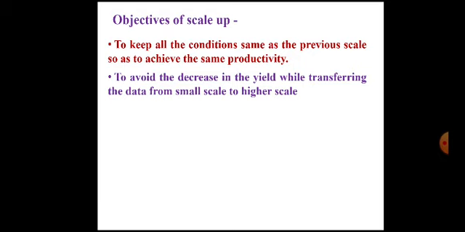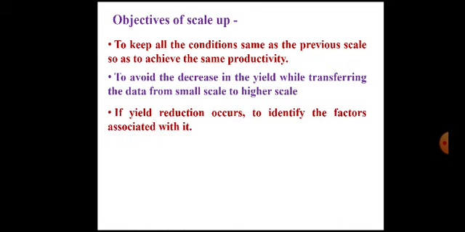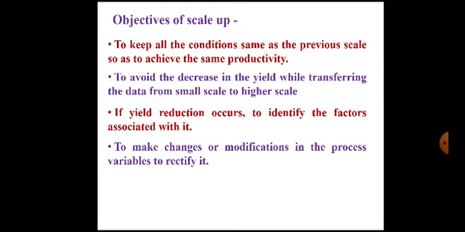Second objective is to avoid the decrease in yield while transferring the data from small scale to higher scale. Third, it is possible that the yield reduction may occur when we transfer data from small scale to higher scale. So if the yield reduction occurs, the further objective is to identify the factors or parameters which are associated with causing the decrease in yield. And fourth one is to make the changes or modifications in the process variables to rectify it.